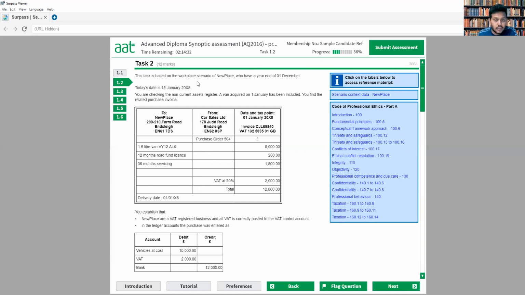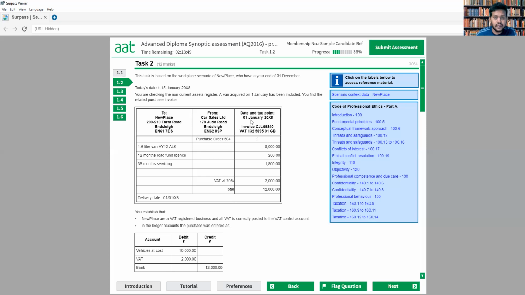This task is based on the workplace scenario of a new place which has a year end on 31st of December. Today's date is 15 January 2018. You are checking the non-current asset register. A van acquired on 1st of January, acquired meaning purchased on 1st of January, has been included, and you find the related purchase invoice. The supplier to the new place, which is our company. So the company received the invoice, they are the customer, and the supplier sent the invoice because they sent some product to us and we have to pay for that. That's why they're sending the invoice.